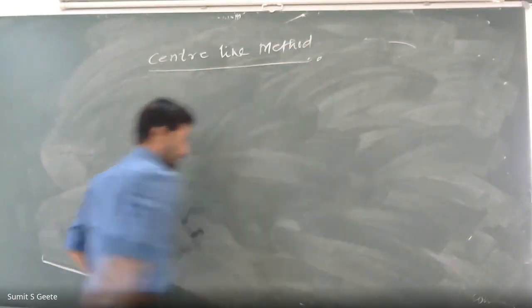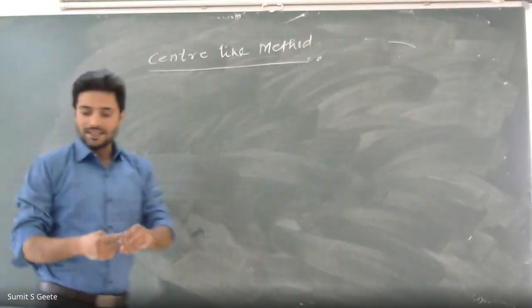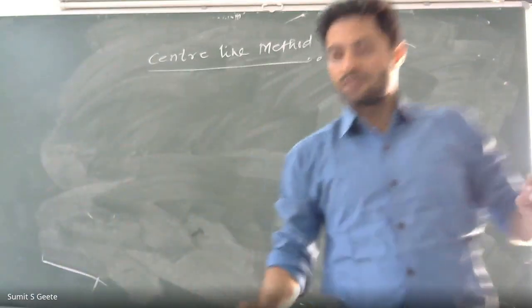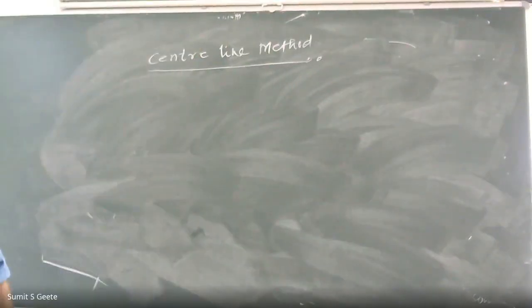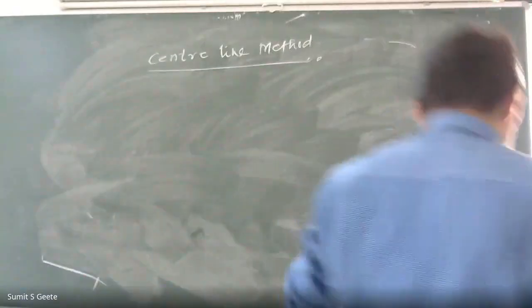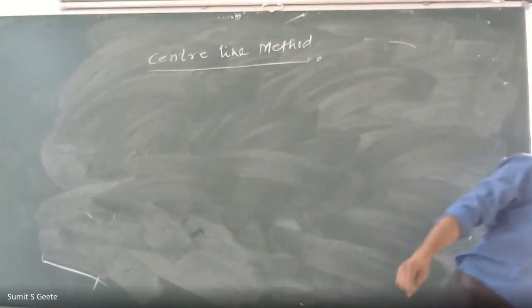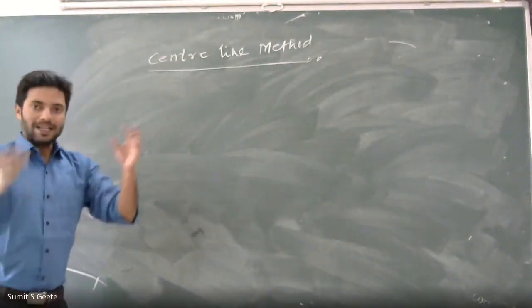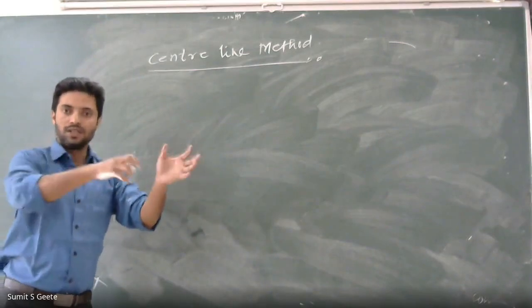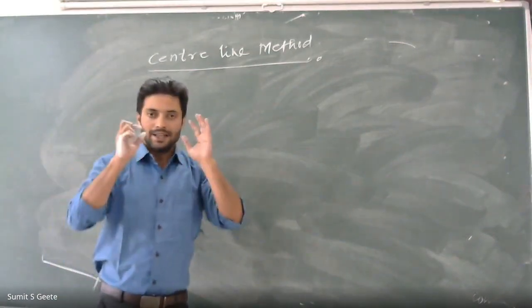Center line method. Now, as I said, there are two methods. First one is center line method and second one is long wall, short wall method. These two methods are utilized in case of your load bearing structure. Now, what exactly this center line method is and how it is going to be worked out, that we are going to see.